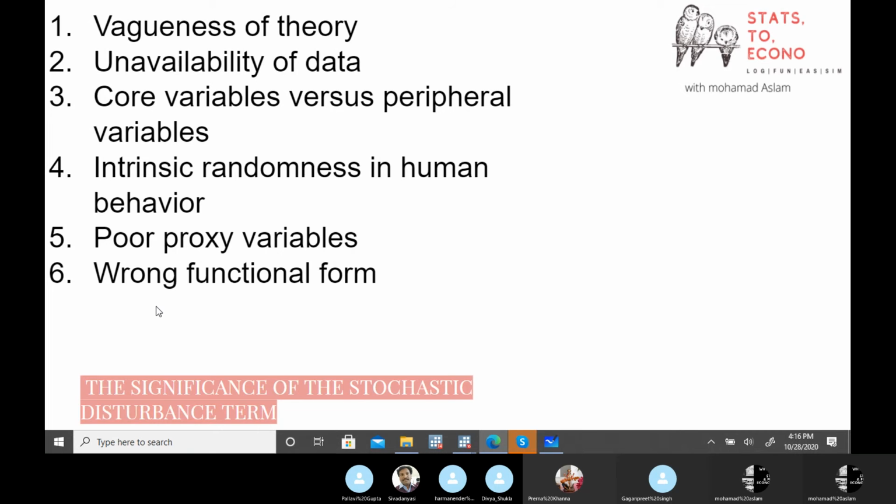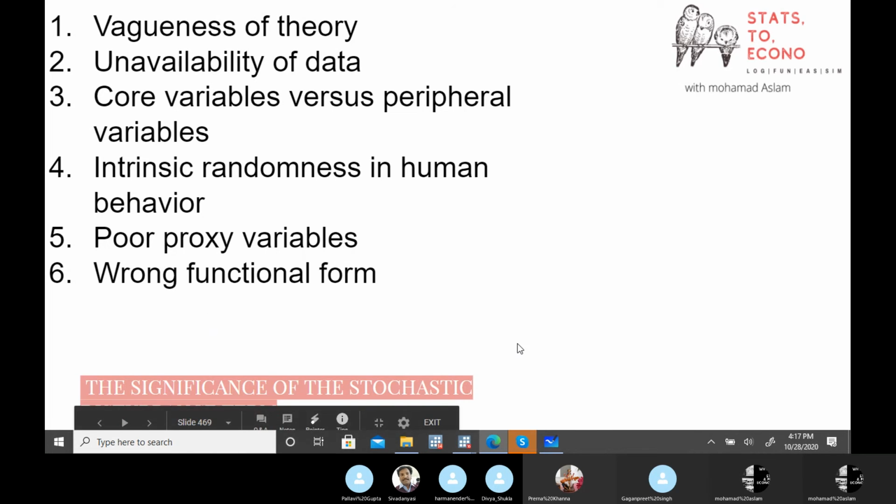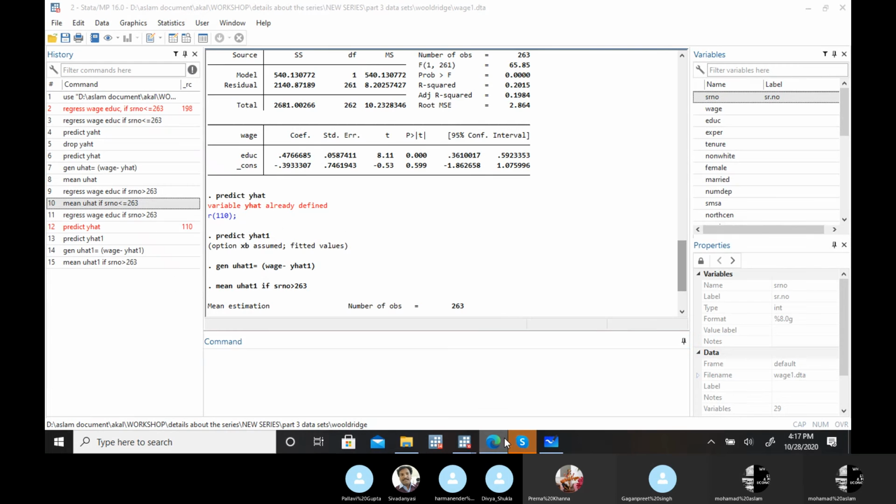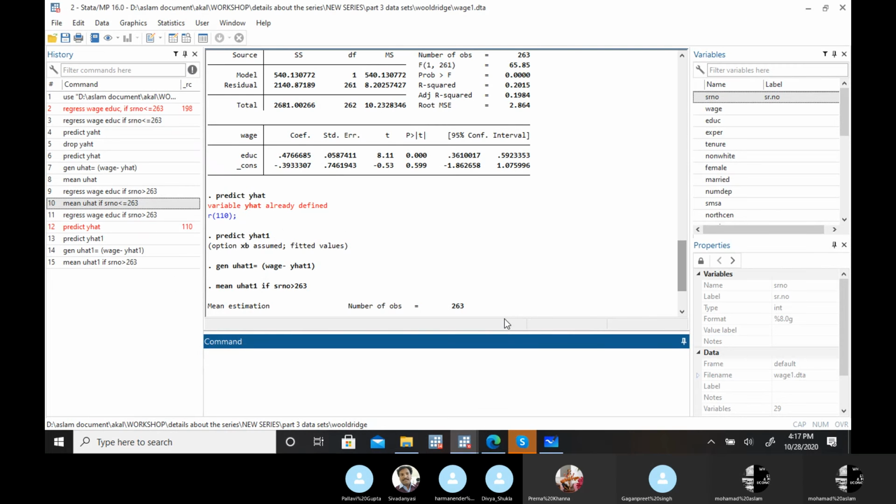Then suppose you have a wrong functional form. A quadratic type of curve is required, but in place of that you use the linear functional form. Then the remaining part, the error term will capture. So the error term is like a box where you can put all other things which you think are not necessary. This is the importance of the error term. And the whole derivation of OLS is around the error term, meaning we are going to minimize this.